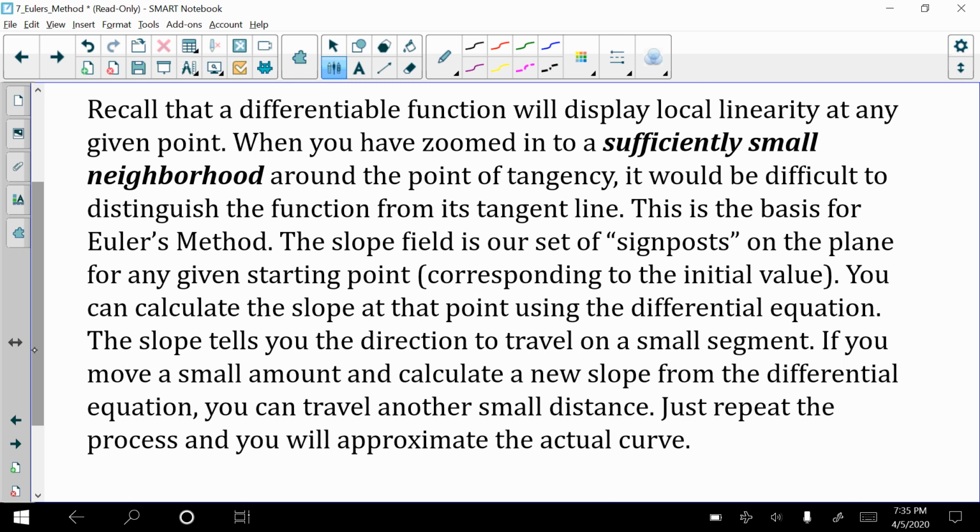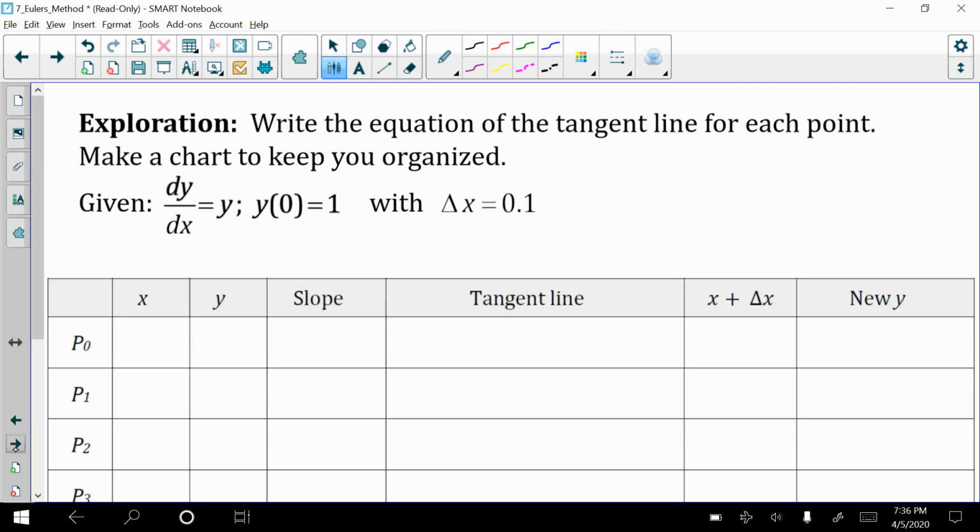We're looking for that local linearity that we create with the slope field, because if you zoom in on any curve close enough, at a certain point it's going to be indistinguishable from its derivative, from the slope of the tangent line at that point. And when we have enough of those, we can get enough points to approximate what the actual curve is going to be. And that is really what we're going to be looking at when we talk about Euler's method.